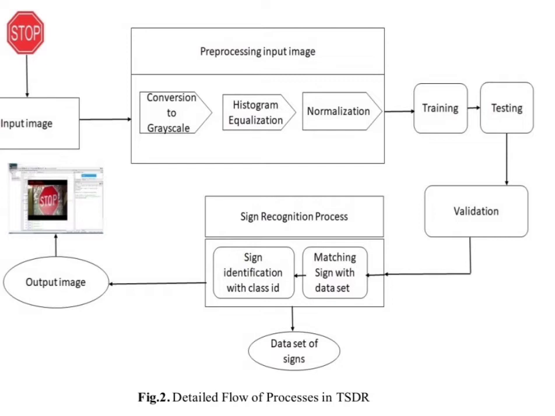Grayscaling. It is a process of converting an image from other color spaces, for example RGB, that is the scales of red, green, blue, and also HSV, to the shades of gray.